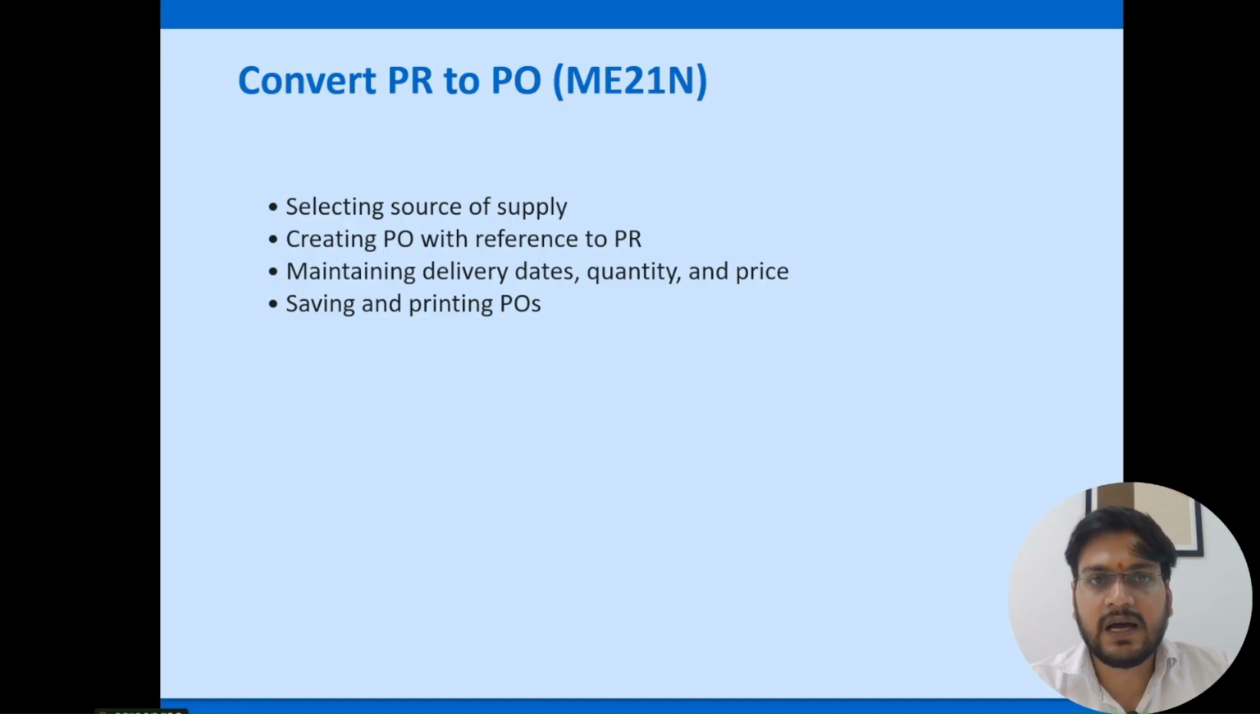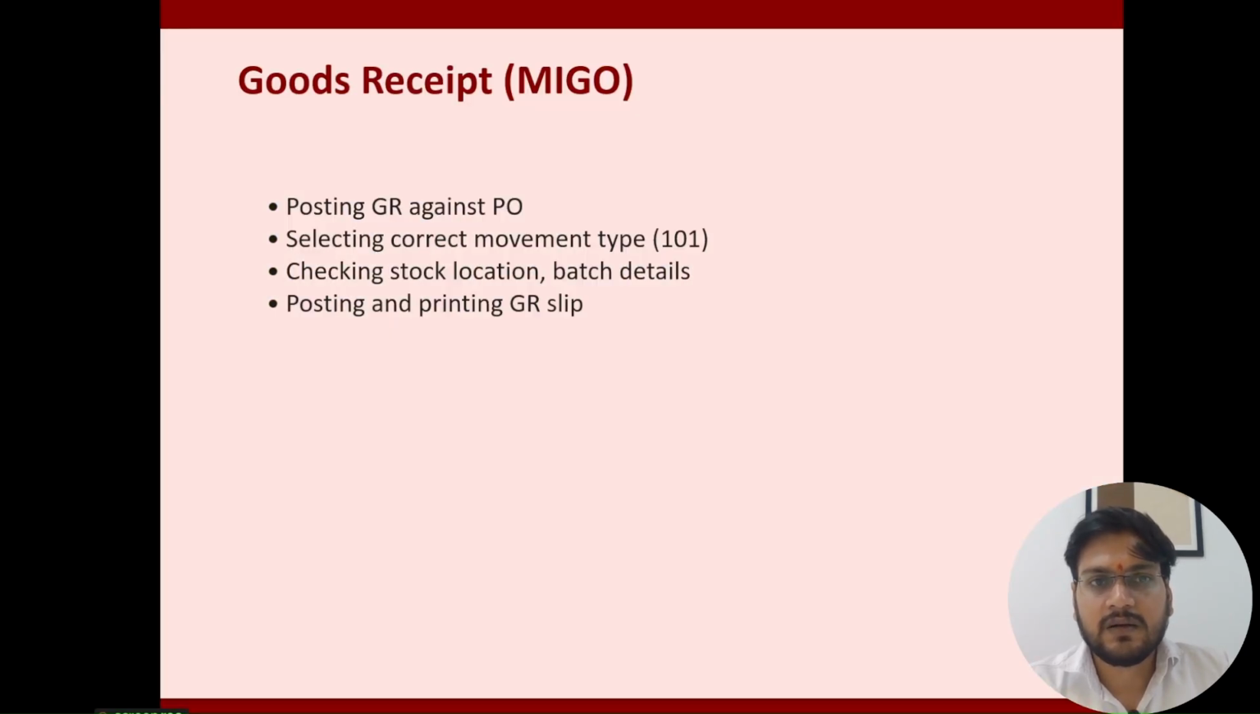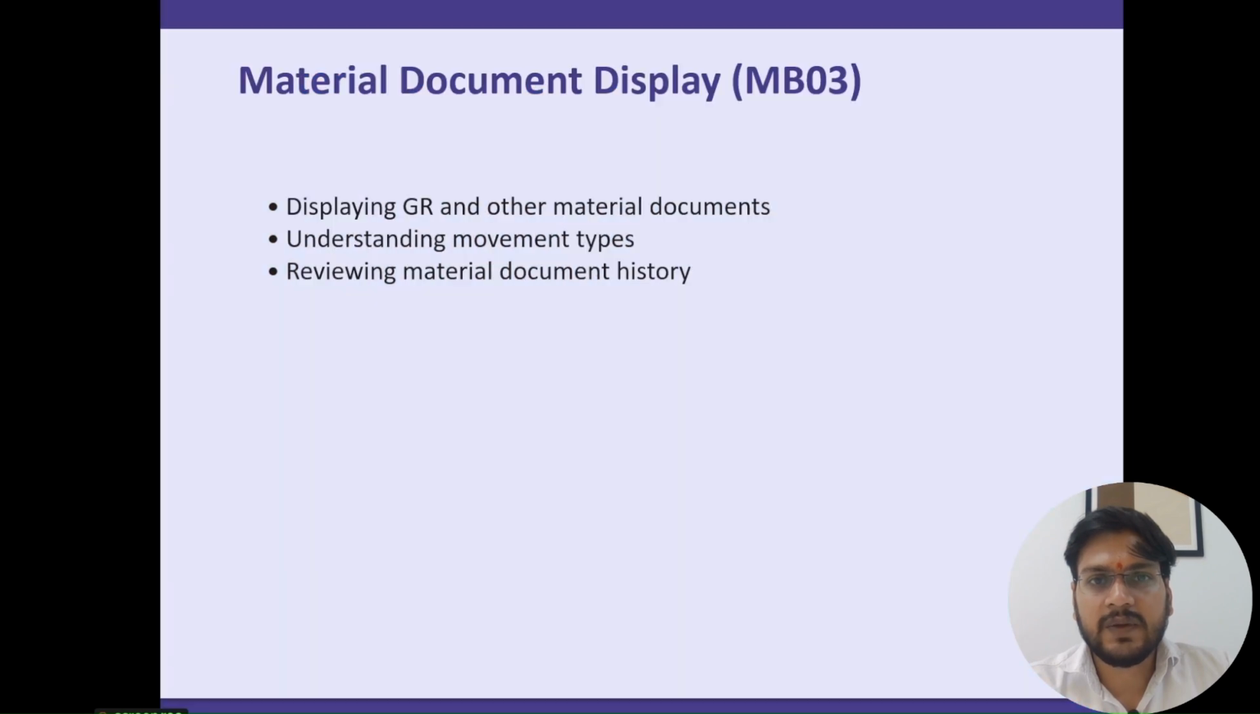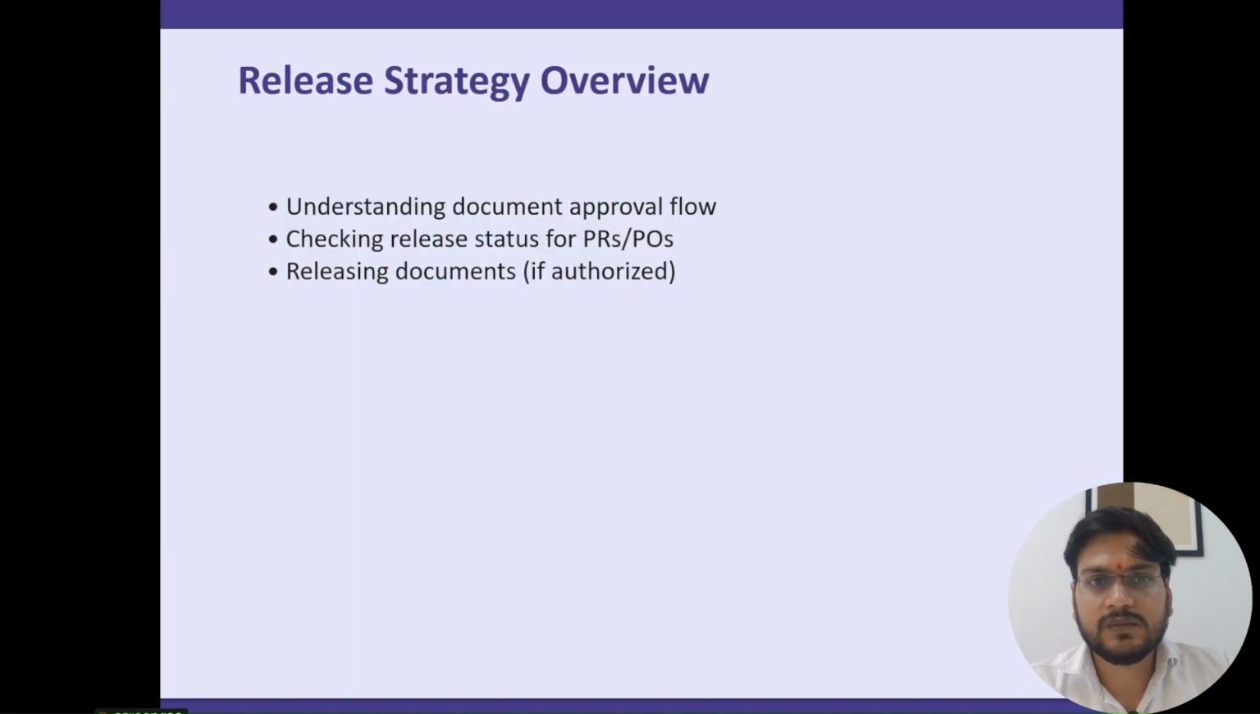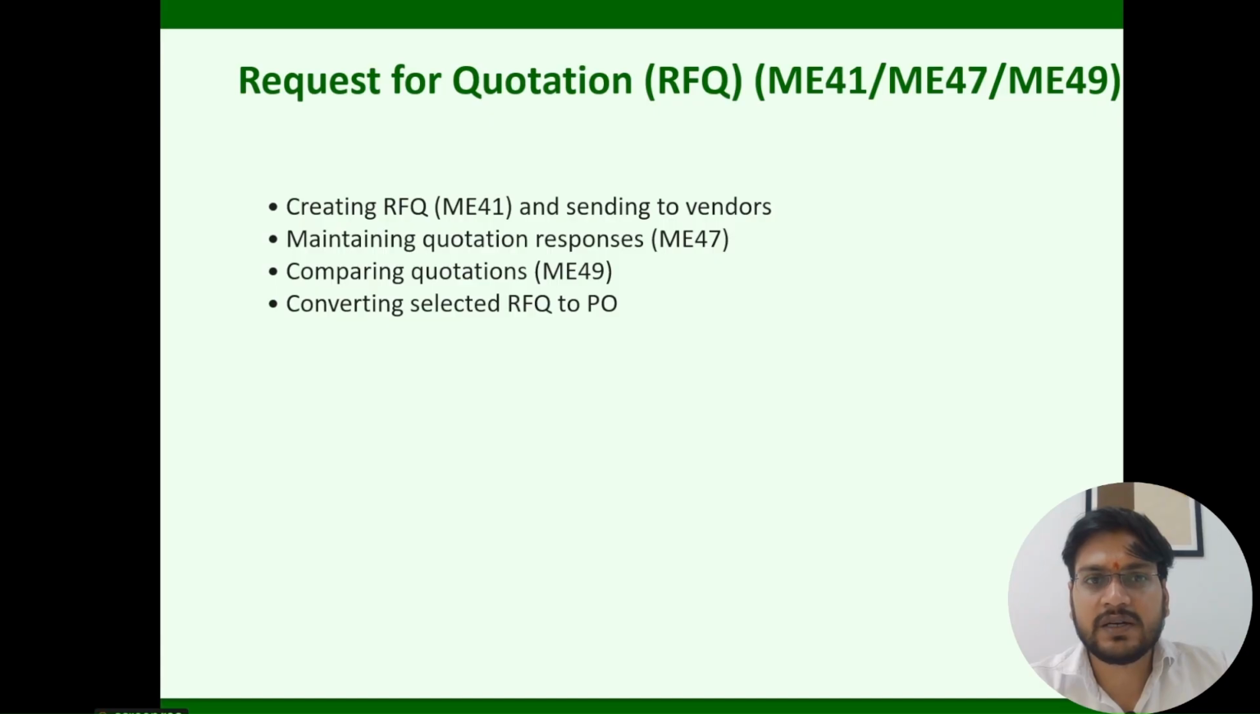We have seen how to create a PO, its different tabs, and how to convert a purchase requisition to a purchase order. We have seen how to change a purchase order and how to display a purchase order. That all we have seen. And release strategy also we have covered: when we use that release strategy, how to release, and who is responsible to release these documents. And now we have seen request for quotation also.